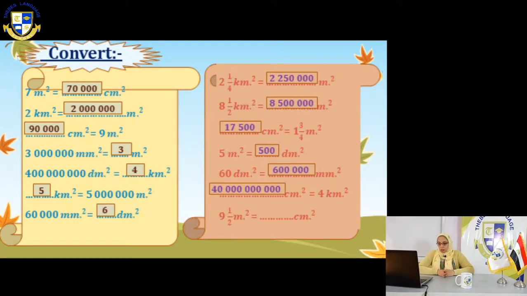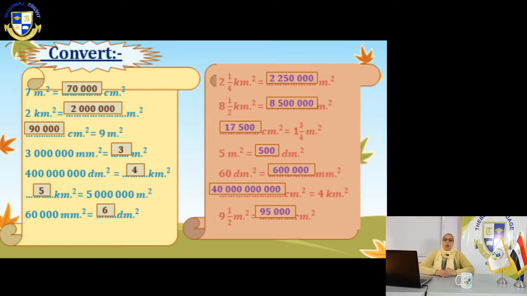9.5 squared meter. We want to convert it into squared centimeter. 9 squared meter equals 90,000 squared centimeter, and half equals 5,000. So add them together, it will be 95,000.